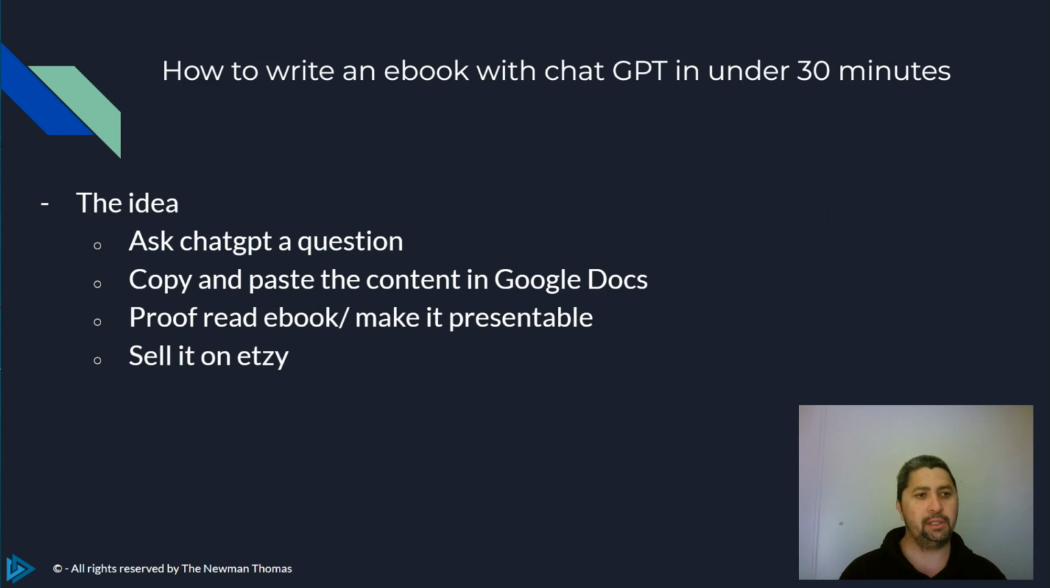The general idea is we're going to ask ChatGPT a question, and we're going to copy and paste that content into Google Docs. And later on, you'll be able to go back and proofread your ebook, make it more presentable, and sell it on Etsy or Amazon Kindle.